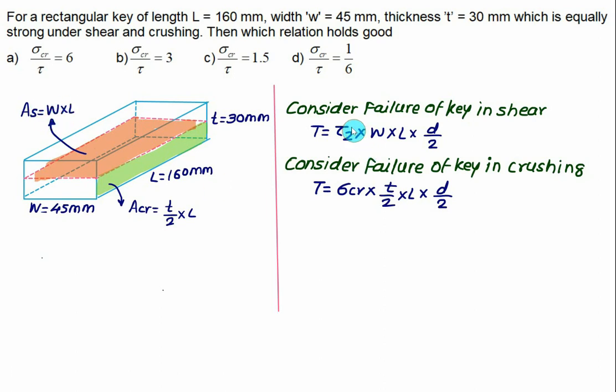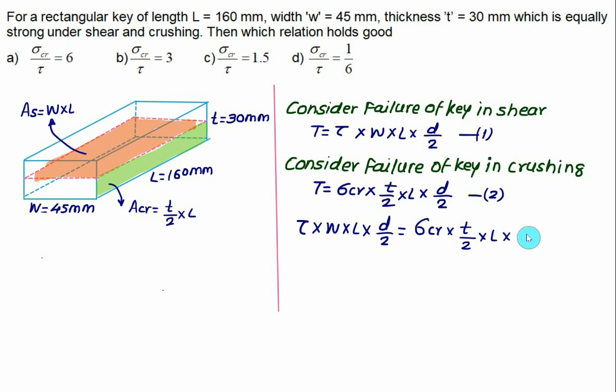If we consider the failure of a key in shear, the shear strength will be given as τ multiplied by shear area, that is W multiplied by L multiplied by D by 2. And if we consider the failure of a key in crushing, we have torque equal to crushing stress multiplied by crushing area, T by 2 multiplied by L multiplied by D by 2. Since the key is equally strong under shear and crushing, we have to equate equation 1 and equation 2. So if we equate it, we get τ into W into L into D by 2 equal to σ_CR into T by 2 multiplied by L multiplied by D by 2.